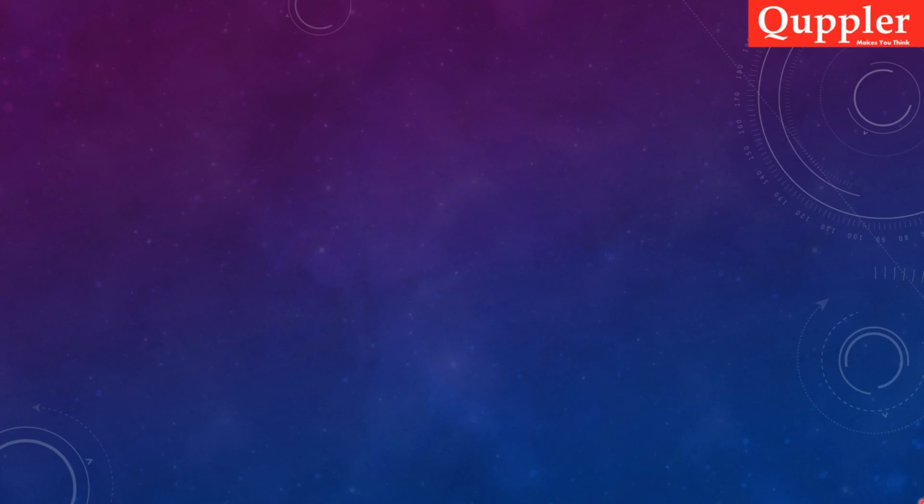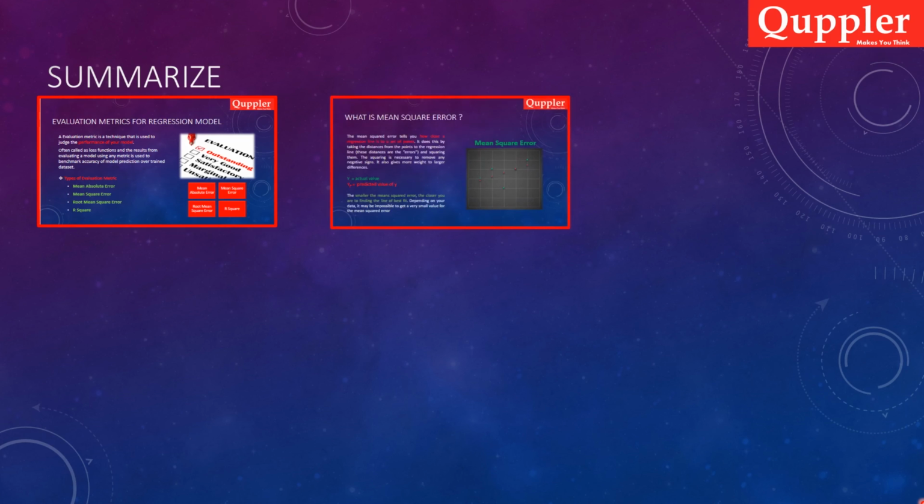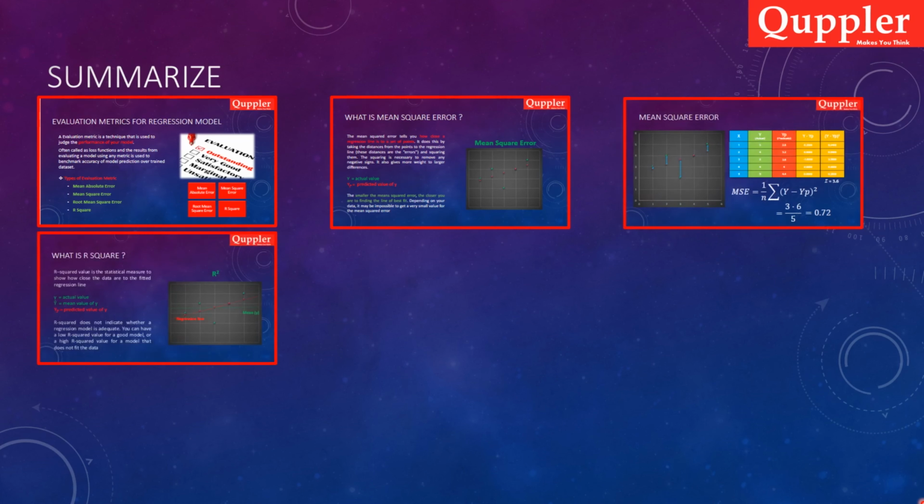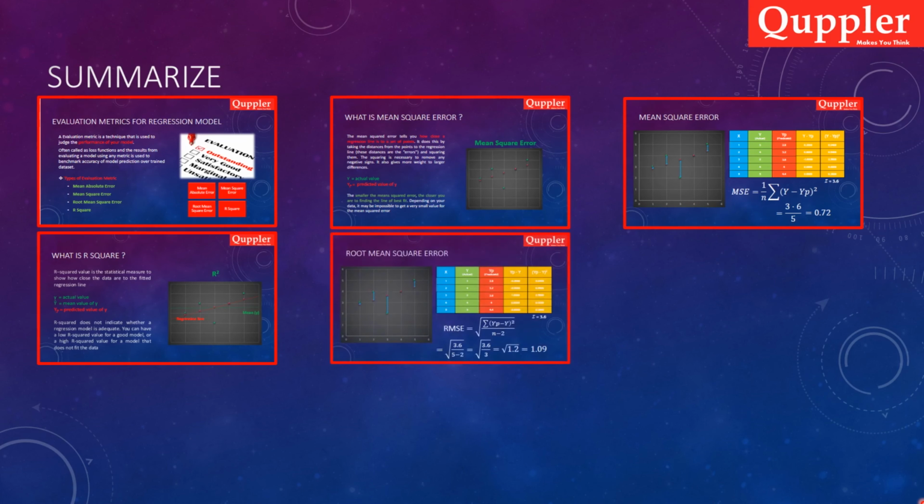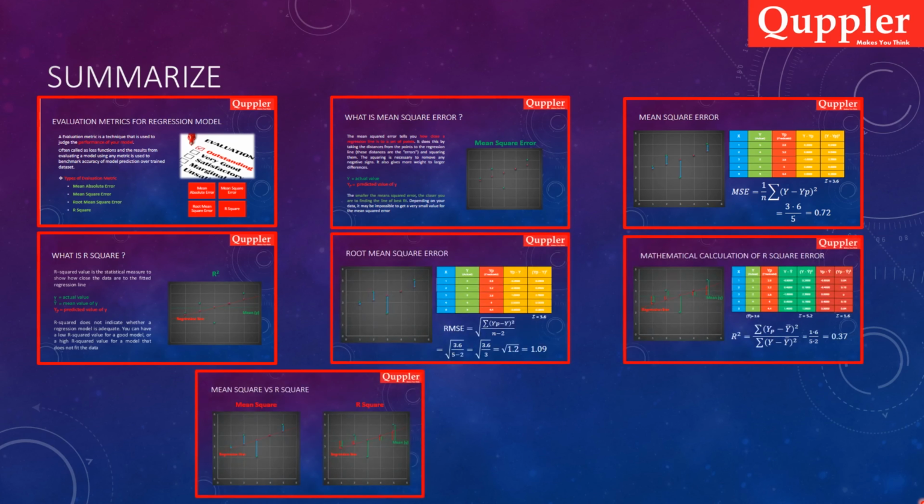Okay, to summarize and wrap up everything we have learned: first, we saw what evaluation metrics for the regression model are and the different types of them. Then we moved on to understanding mean square error, and saw mathematically how we can calculate it. Then we got to know about R square, and in the same way saw how to calculate it mathematically. Then we compared both of them visually, to understand how both behave.